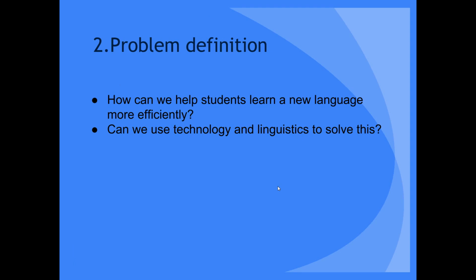Our problem definition: the point of our app is to help students learn languages more effectively, and the project owner believed that if the students had a way to easily parse words that they would be learning and have an easy way to find definitions for these words, that it would assist in their grasp of the new language, which in this case is English. So our problem question is, can we use technology and linguistics to solve this problem?